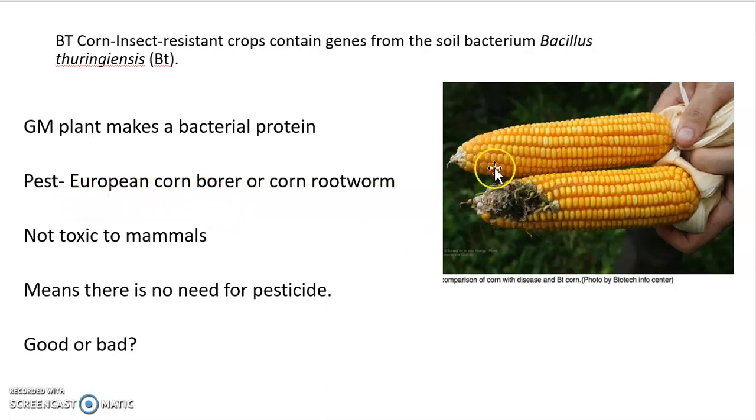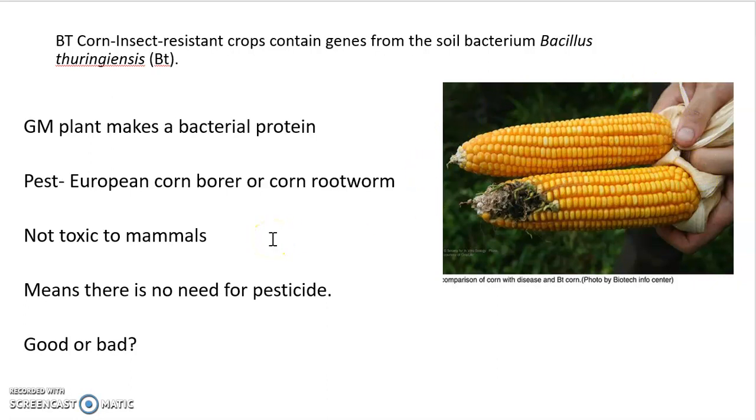So the European corn borer is going to infect this plant, and it's going to cause damage. It's going to reduce yield. Remember everything that we talked about at the beginning of this unit. Whereas if the European corn borer tries to attack this genetically modified version of the corn, the BT corn, then it will start to eat the toxin, and it doesn't get very far, as you can see.